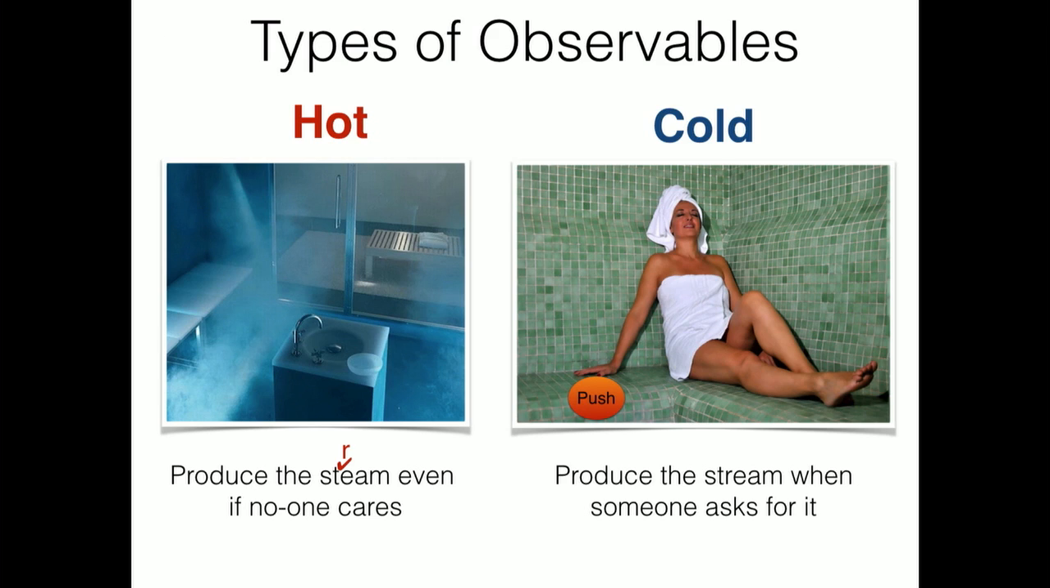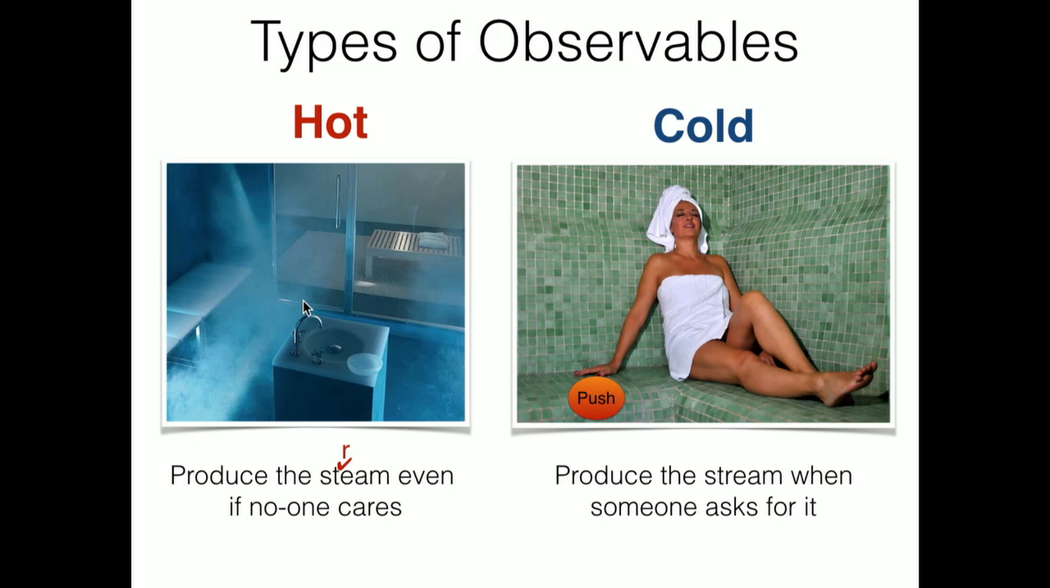And finally, types of observables. There are cold observables and there are hot observables. So far, what you saw was cold observables. Until there is a subscriber, the data is not produced. Versus hot observables. Hot observables push the data regardless of whether there is a subscriber or not.